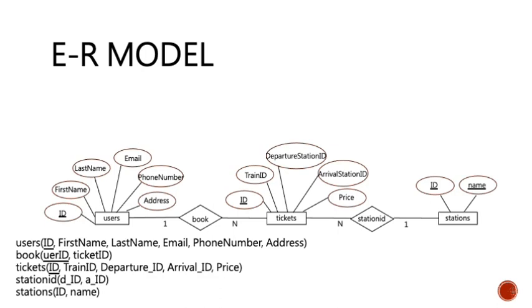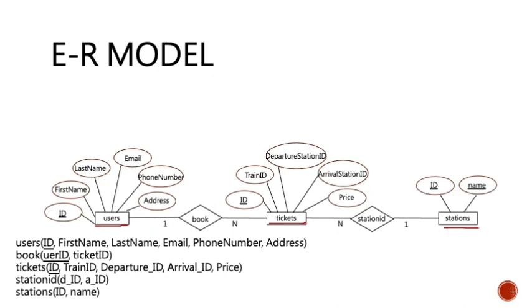And this is our ER model. Here we have 3 entities, which are users, tickets, and station. And each entity has its attributes. User has ID, first name, last name, email, phone number, and address. Tickets has ID, train ID, departure station ID, arrival station ID, and price. And for the station entity, we have ID and name.